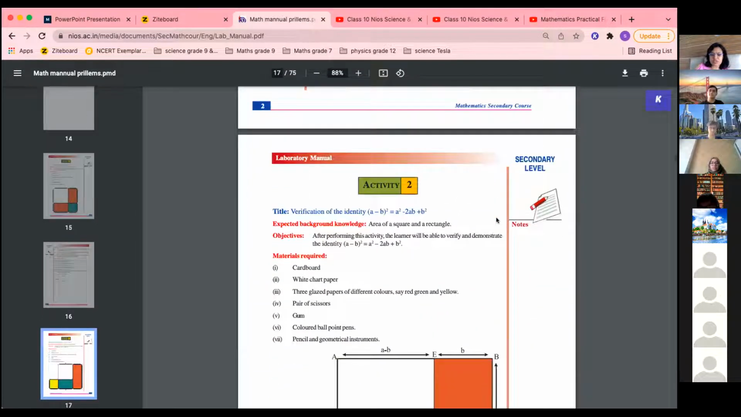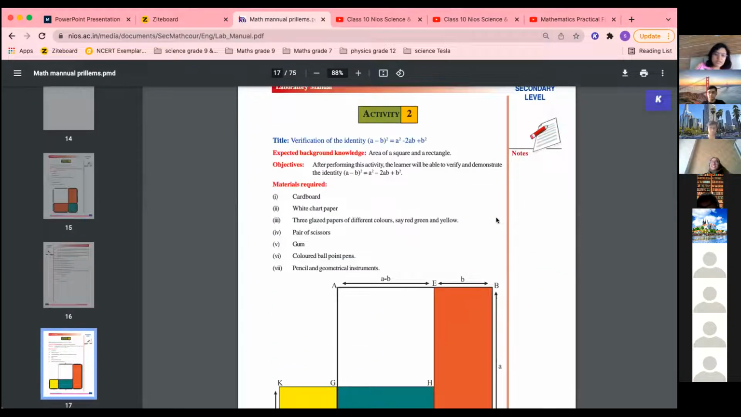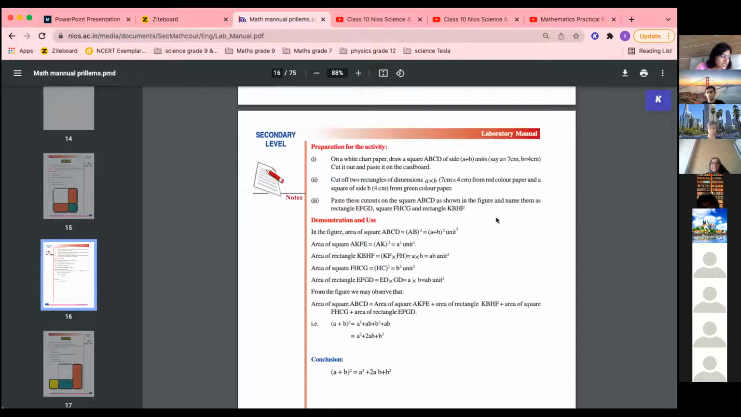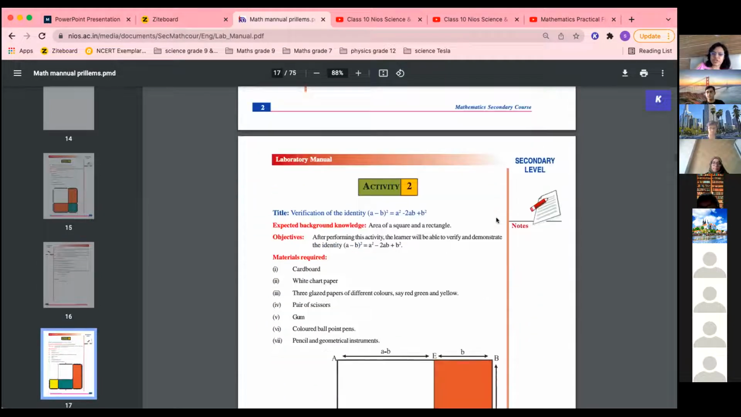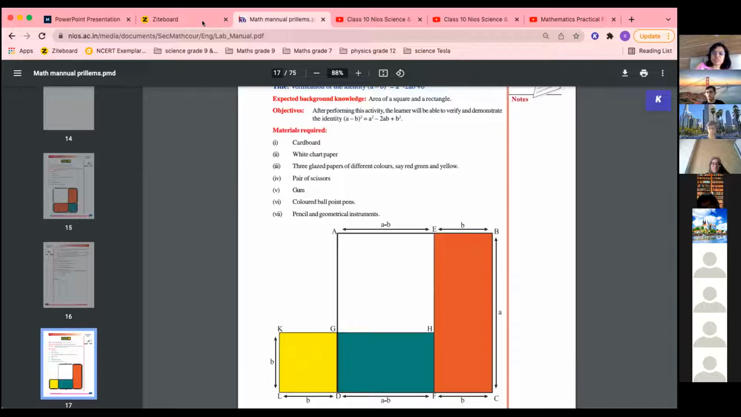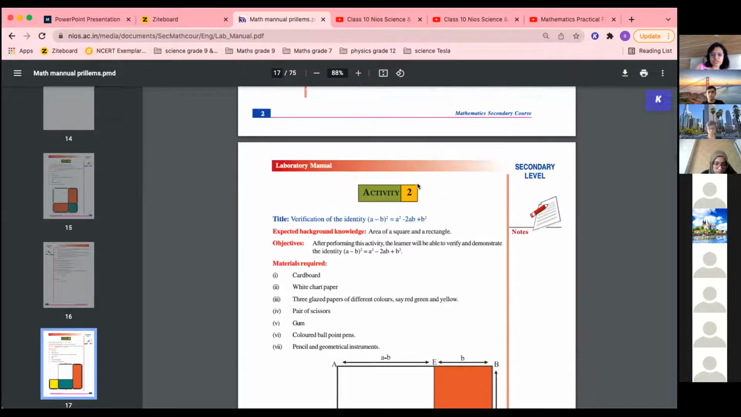Okay, that's all in maths. Activity 1, those who are marking, please mark activity 1 and activity 2, which is a plus b whole square and a minus b whole square. Name of the activity not given, it is given now. Verification of this is the name of the activity.